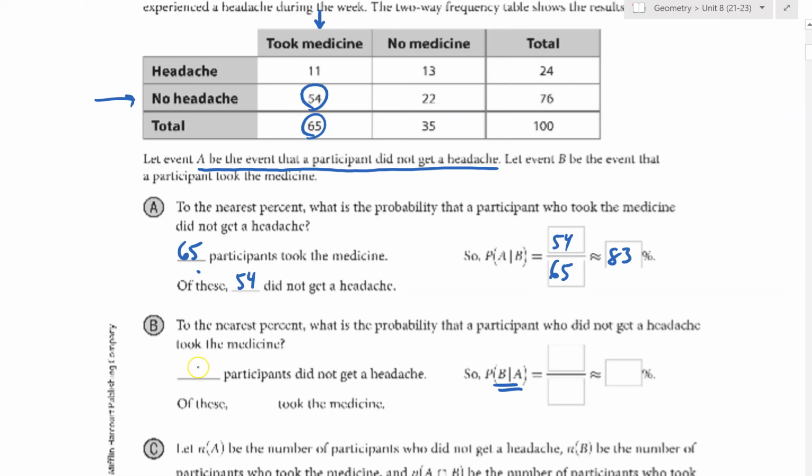So we have participants that did not get a headache. There were 76. Of these, 54 took the medicine. And so the probability of B given A, 54 out of the 76. And that is about 71%.